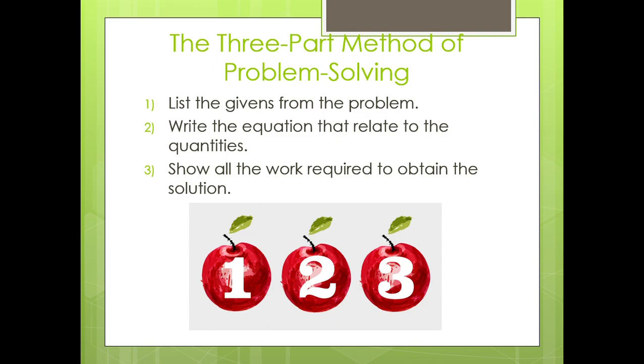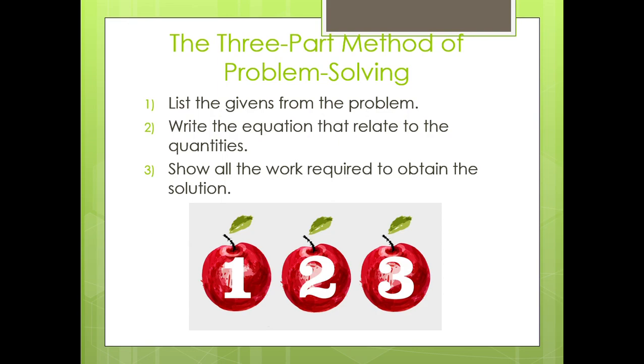problem. The speed problems that we have right now are pretty simple to analyze, but later on we have more complex things to work on. So number 1, what does that mean? List the givens from the problem. You have to make a list of the most important and most relevant information that is going to help you solve the problem that you have right there.